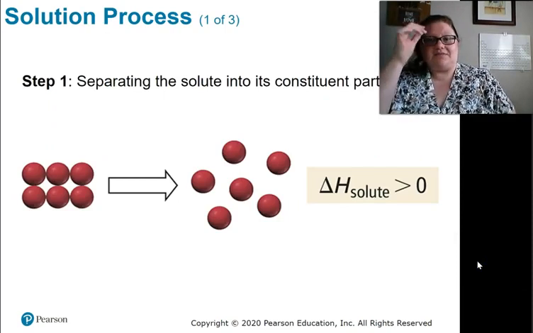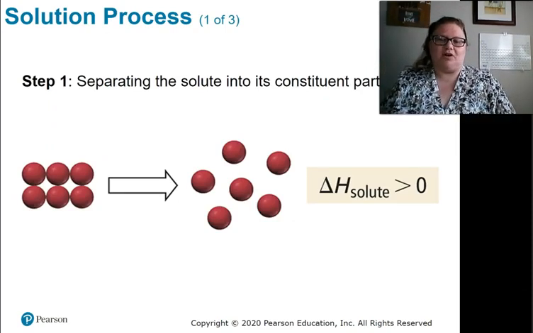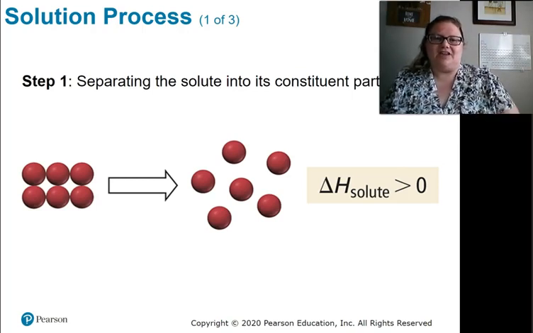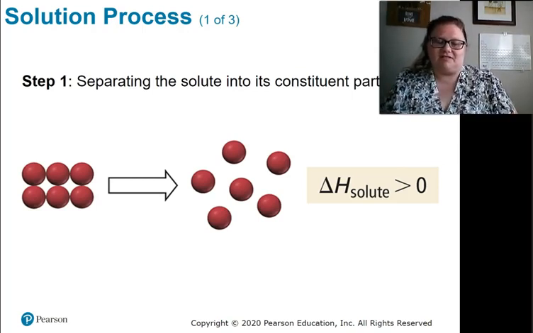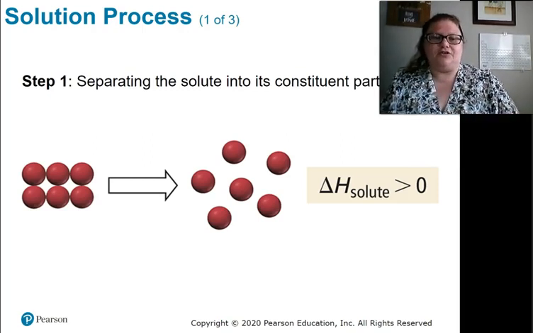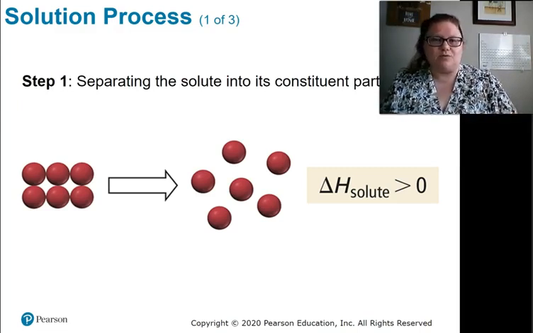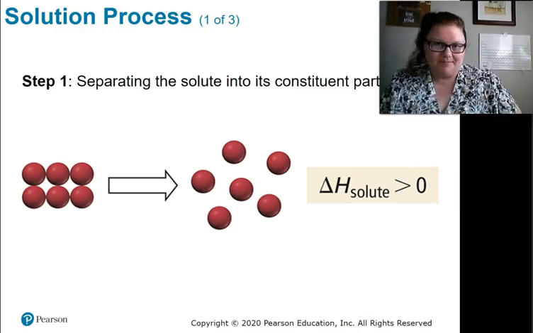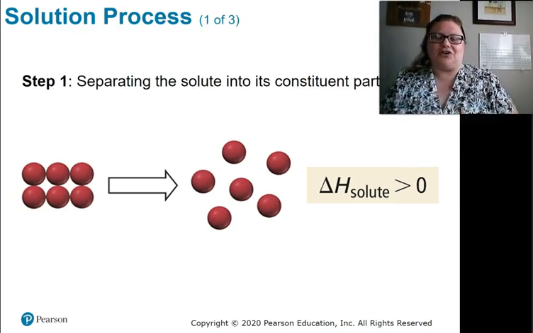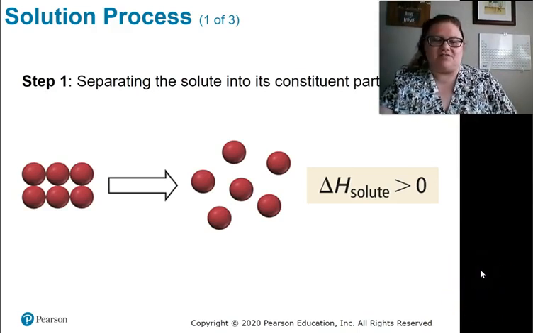All right, so here's just a graphic from the textbook about the solution process. So we'll go through each part. So we have a solute. They're represented by these red circles. Again, it doesn't have to be a solid. It could be a liquid. It could be a gas. But we have all the particles right next to each other. Let's say they're bonded because they're touching. We need to break them apart. And so the delta H of the solute has to be greater than 0. It has to be a positive number in order to break that particle that makes up the solute apart.